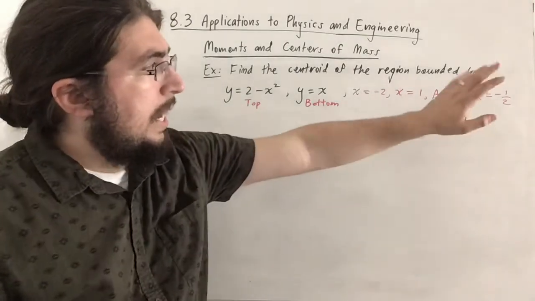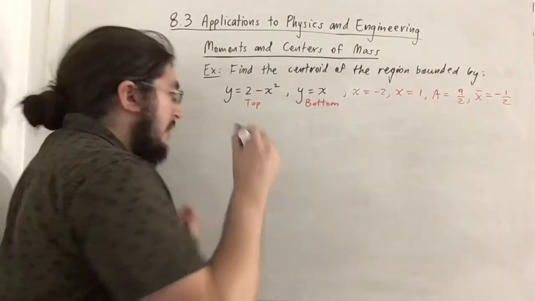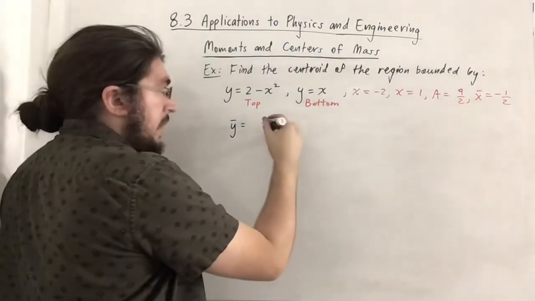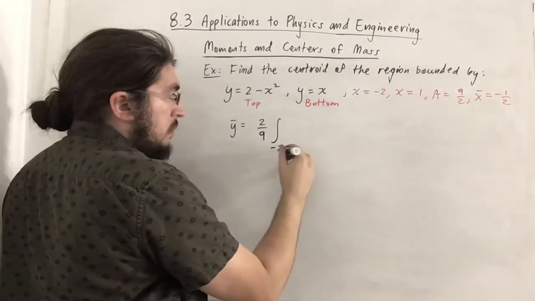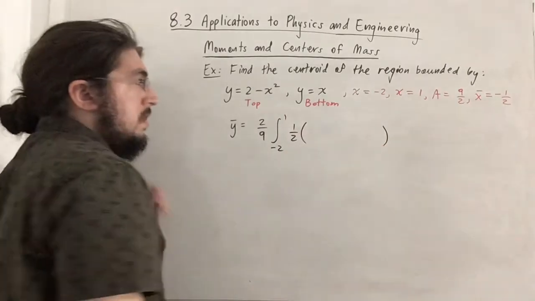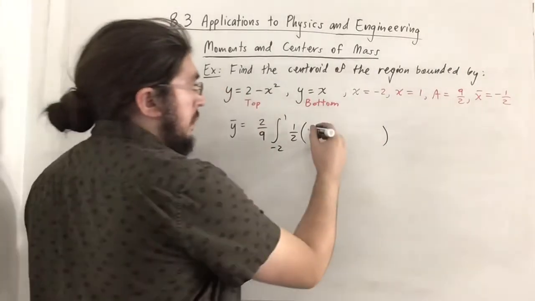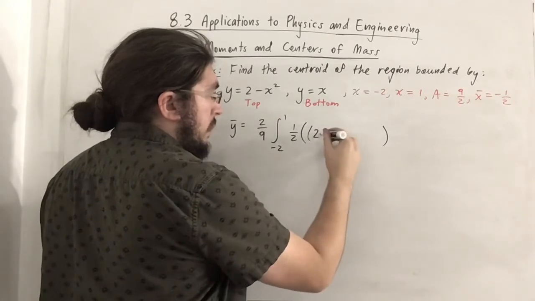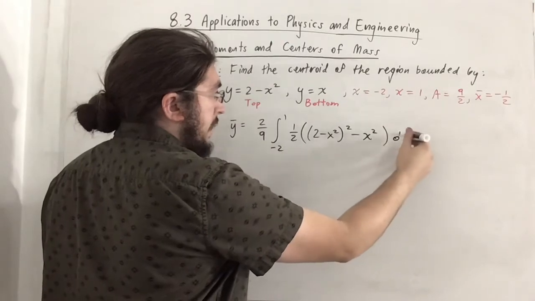Okay? And x bar, as a result of all that, was -1/2. Now finally we're going to find y bar. So let's see if we can do this. So notice this is 1/a, so the reciprocal of 9/2 is 2/9. Integral from the smaller x value to the larger x value, -2 to 1, of 1/2 times the squares subtracted. So the top one squared minus the bottom one squared. That's going to be 2 minus x squared, quantity squared, minus x squared dx.